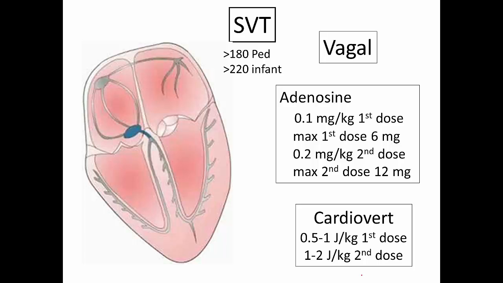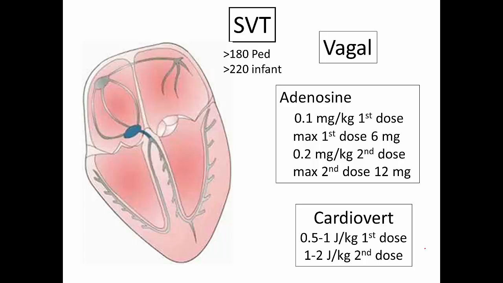Other things that we can use, of course, are adenosine, and we know the dose is 0.1 milligram per kilogram as the first dose with a max of 6 milligrams, and then you just double it. So it's 0.1, double it to 0.2. So our maxes are 6 and 12 for our first and second doses. We're very familiar with that medication.